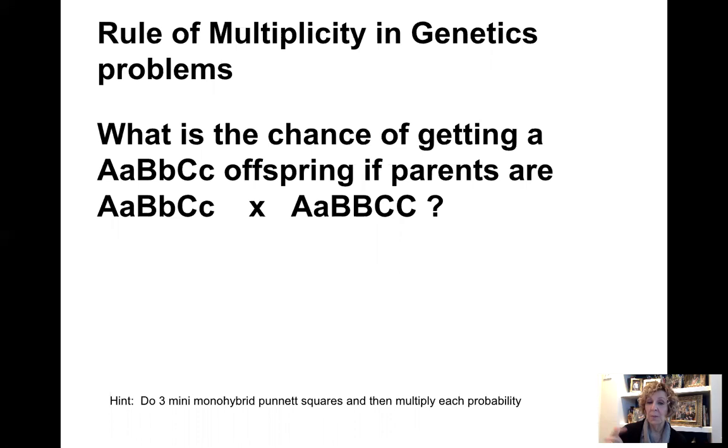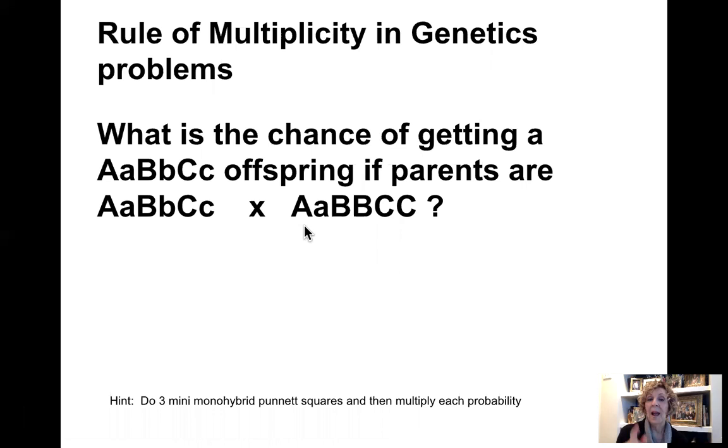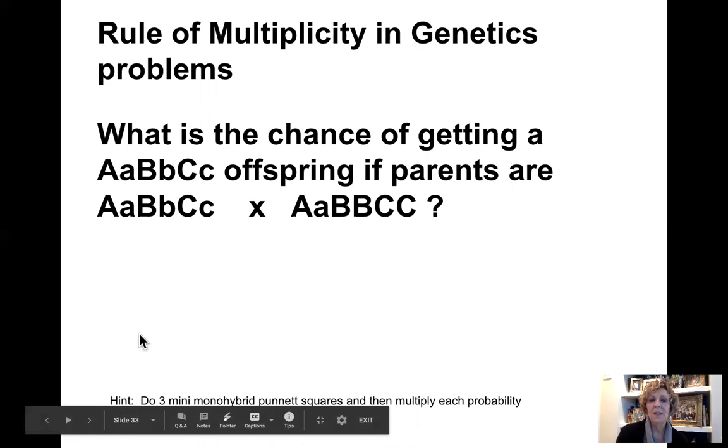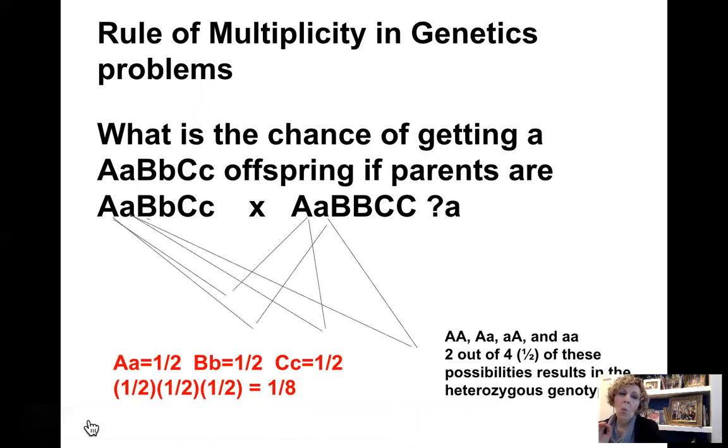So I have a parent who is heterozygous for all 3 traits, and then I have another parent who is heterozygous for the A trait, but homozygous dominant for B and homozygous dominant for C. So what is the chance of getting a heterozygous offspring for all 3 traits if you have those parents? What you need to do is a little monohybrid cross for each of the different traits, for the A trait, the B trait, and the C trait.